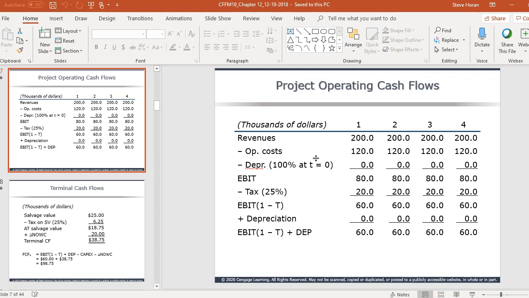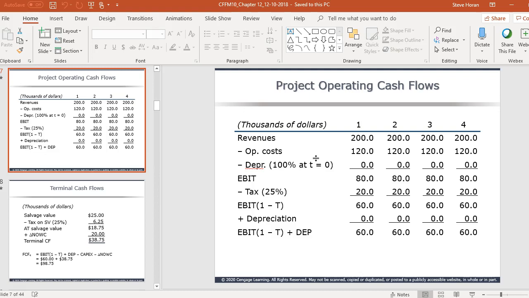Then we do the EBIT. We then tax affect that. We pay 25% tax on that. And so my EBIT after tax is 60. I don't worry about adding back depreciation because I took it all in year 0. So my cash flows for years 1, 2, 3, and 4 are 60. That's my operating cash flow.